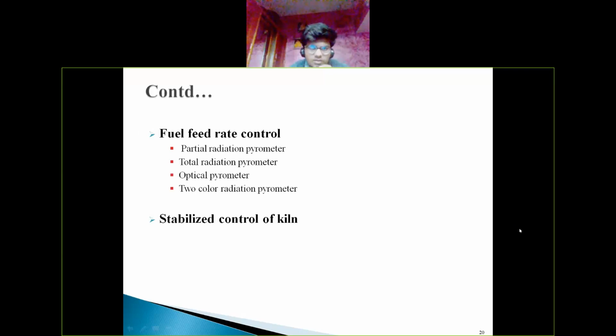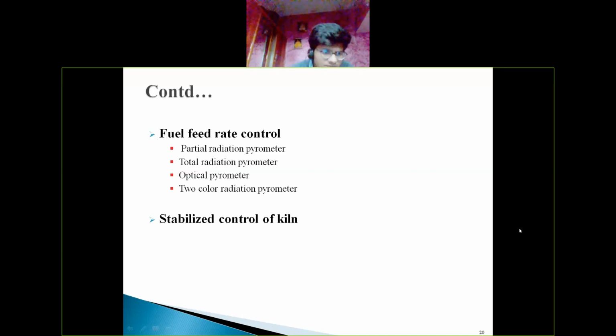Fuel feed rate control. The fuel feed rate control is indirectly related to the sintering zone temperature, which is measured by partial radiation pyrometer, total radiation pyrometer, optical pyrometer, and two color radiation pyrometer. Readings of the first three are affected by the kiln environment, and with the help of the two color radiation pyrometer, the computer can accurately control the fuel feed rate and keep the burning zone temperature within the desired limit.